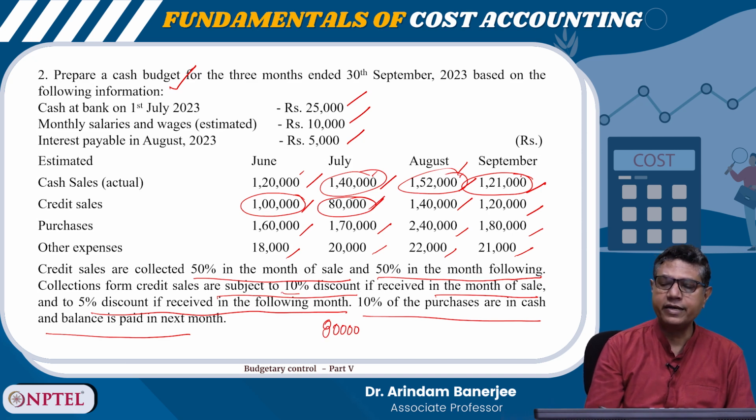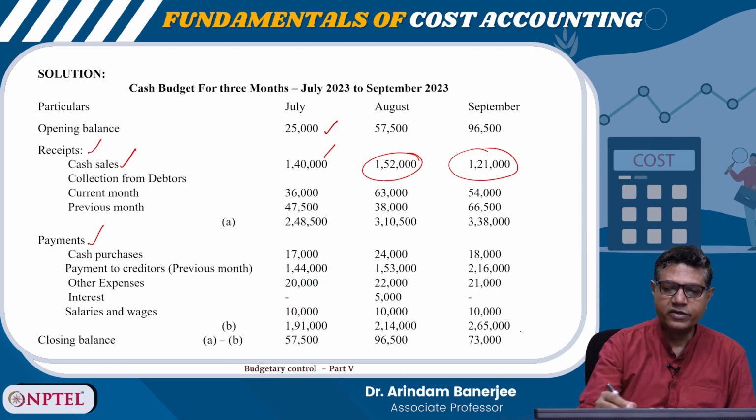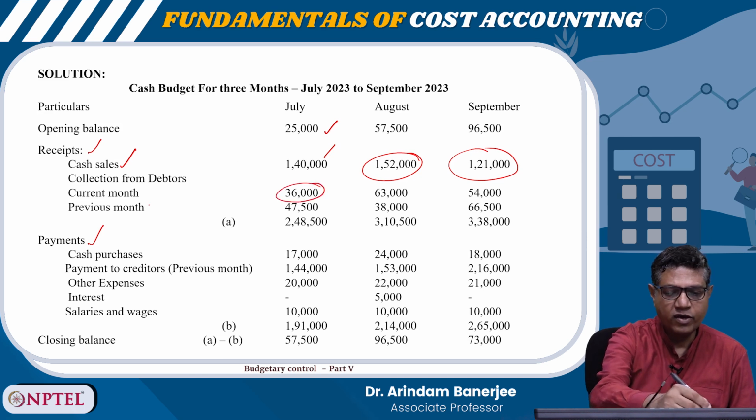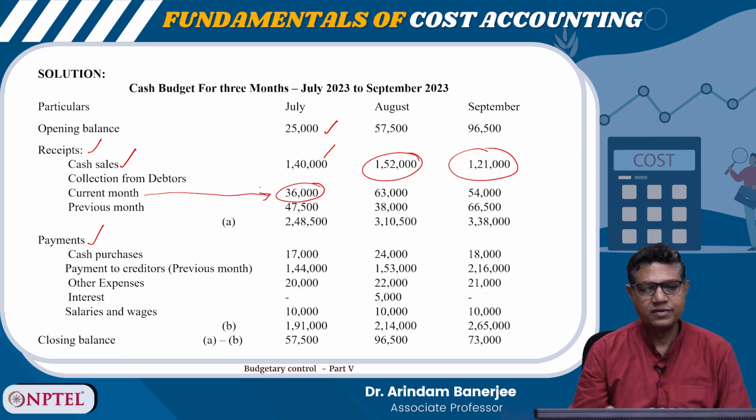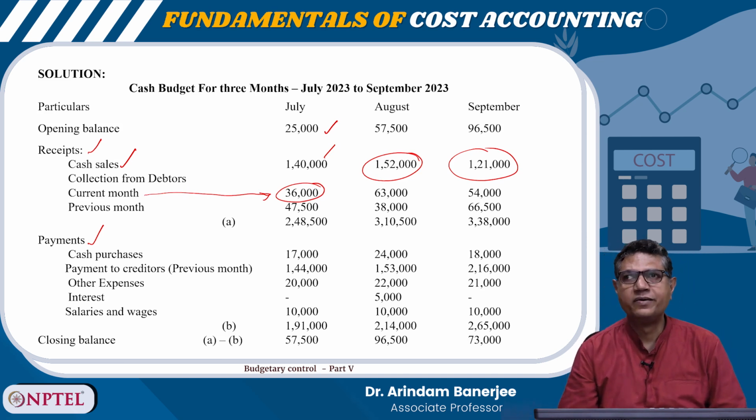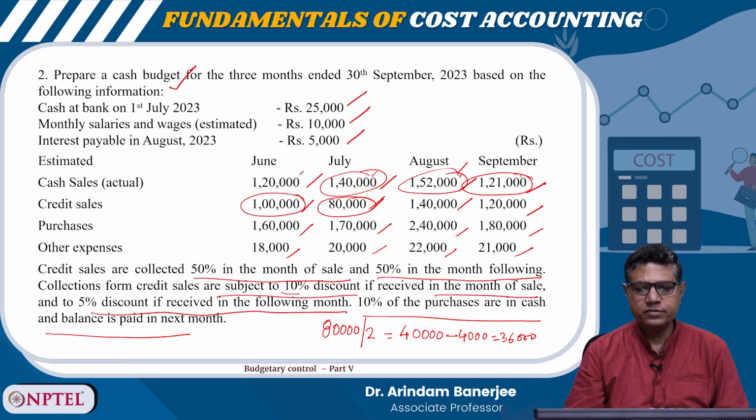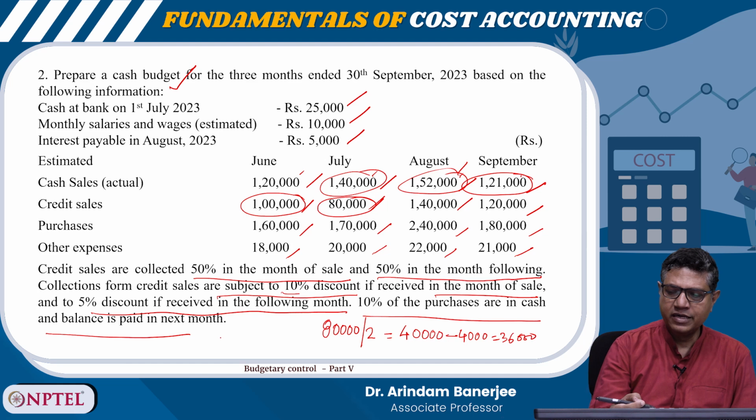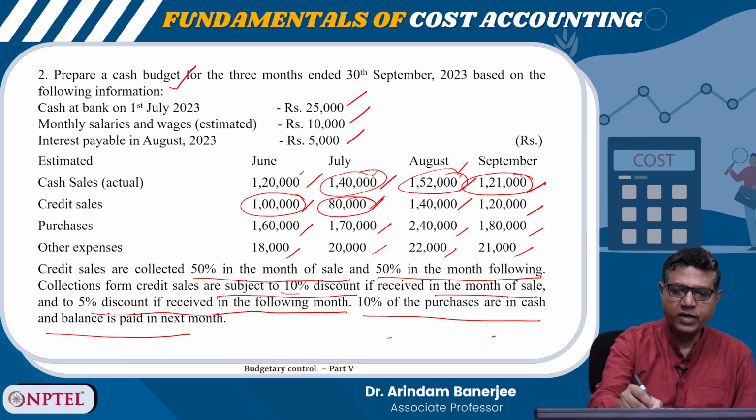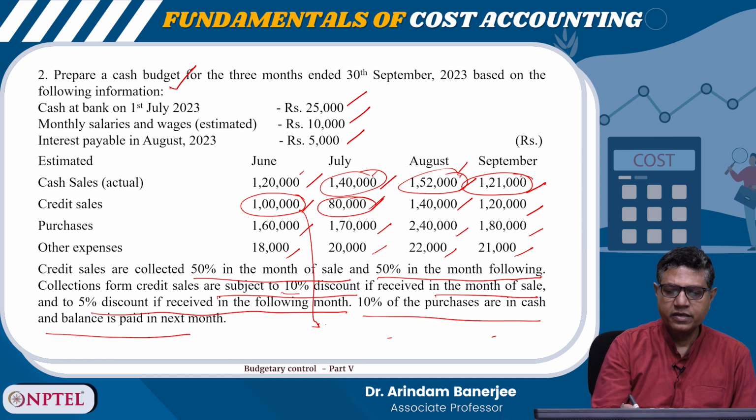80,000 is my credit sale, right. In the month of July, I am collecting half of it, that is 40,000, and I am giving 10% discount on it. 10% of 40,000 comes to 4,000. So, it is coming to 36,000. So, here you see it is the 36,000 from the current month in July, right. In June, the credit sale was 1 lakh.